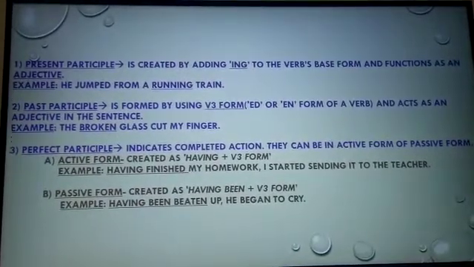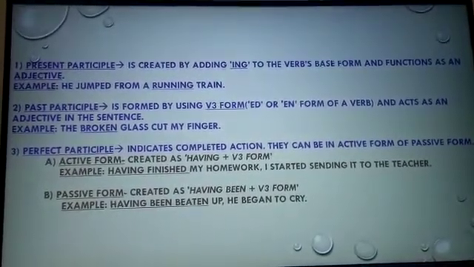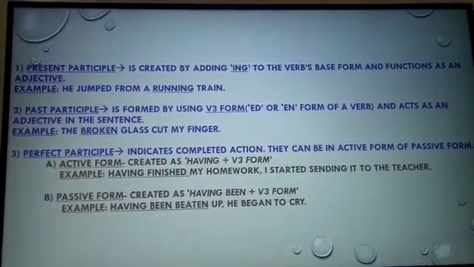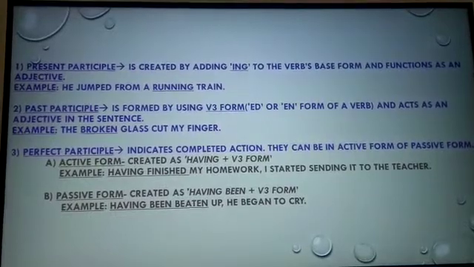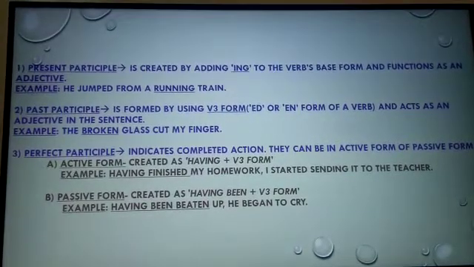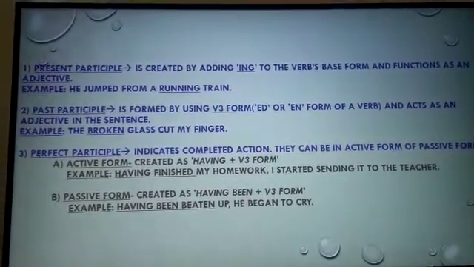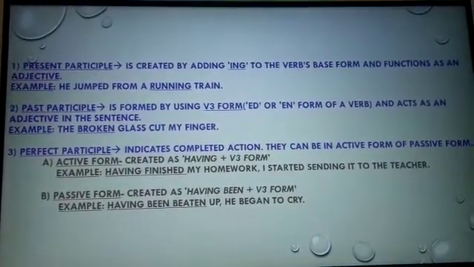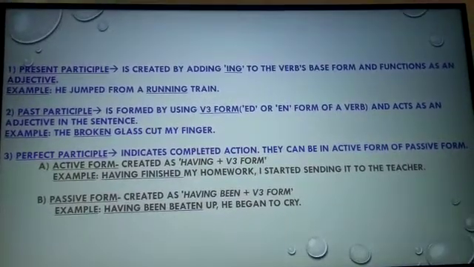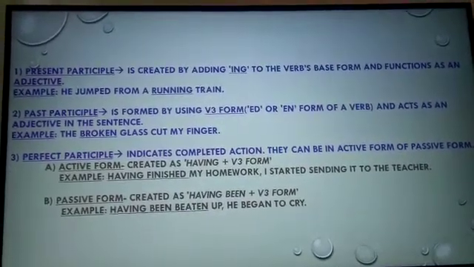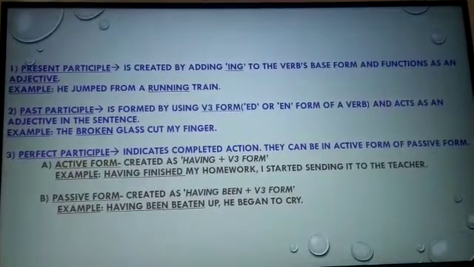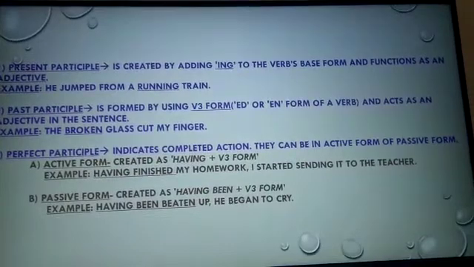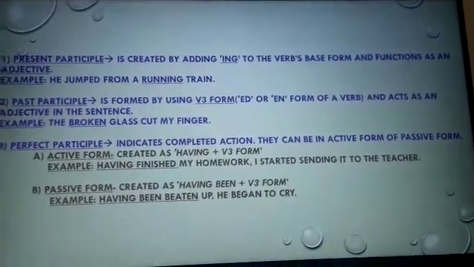The first part has the completed action. We can see that finished is a completed action, whereas in the second part, sending has just started. After finishing the homework, sending has been started. So over here, having finished is an active form: having plus V3 form. Finished is in the ed form, that is the V3 form. So having finished is the active form of the perfect participle.